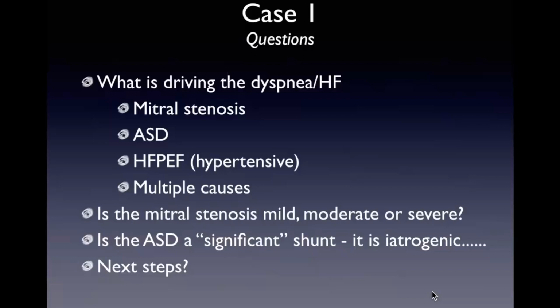And specifically, in terms of intervening, is the mitral stenosis mild, moderate, severe in severity? And is the ASD a significant shunt? It is iatrogenic. There are times where you can have a significant shunt from a previous transseptal puncture, but a lot of transseptal punctures close over time or are small, and you don't worry about it. So what are the next steps? So what do folks think? Would you think the mitral stenosis is severe to the point that you think about another intervention?